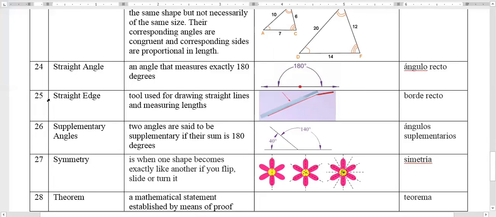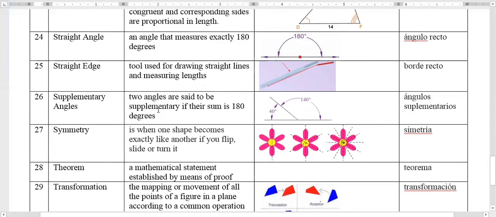25, straight edge, a tool used for drawing straight lines and measuring length. A straight edge or ruler, whatever has an edge that is straight. 26, supplementary angles. Two angles are said to be supplementary if their sum is 180 degrees. So again, a straight angle has 180, right? So supplementary adds up to 180. So 140 plus 40 is 180 degrees. That's what supplementary angles mean.